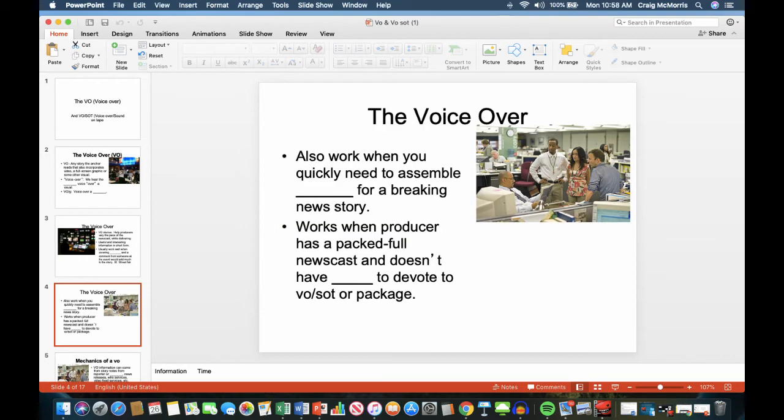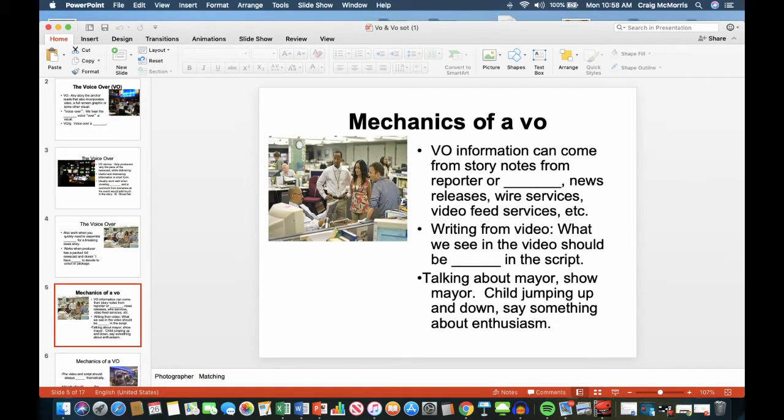Voiceovers also work when you quickly need to assemble information for a breaking news story. It works when the producer has a packed full newscast and doesn't have time to devote to a VOSOT or a package. The mechanics of a VO.